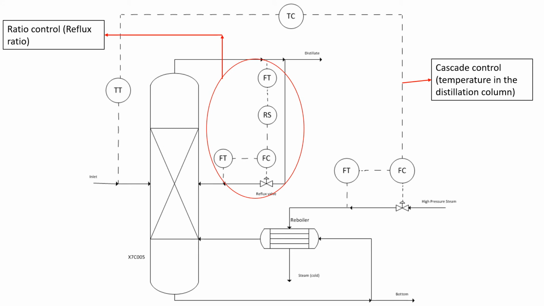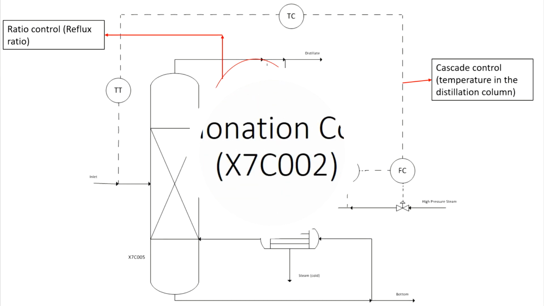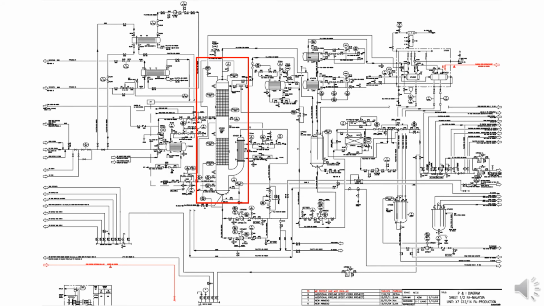As shown in this diagram is the PFD drawn by using Microsoft Visio. Both ratio control and cascade control are drawn in this diagram as well. In this section, I will be explaining the function of fractionation column X7C002 and how the proposed process control system achieves the control objective.